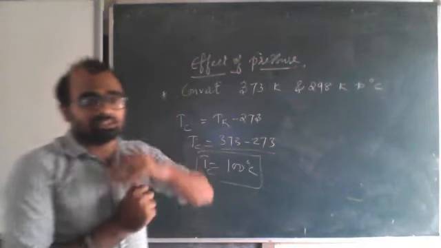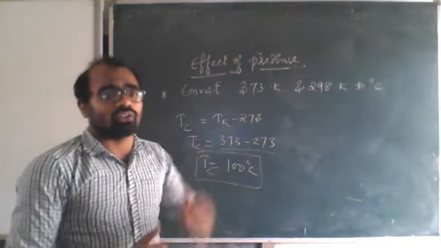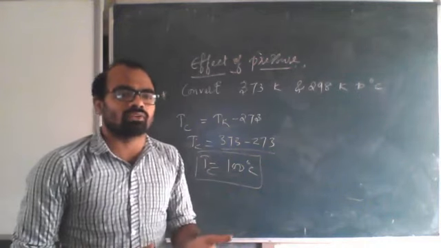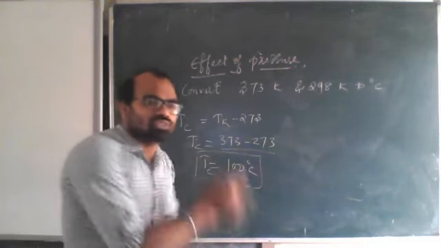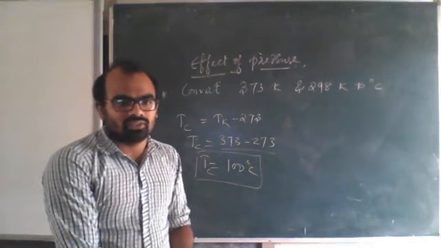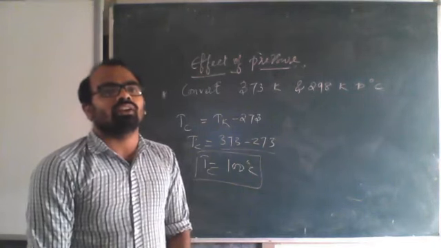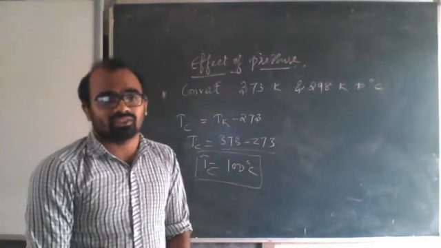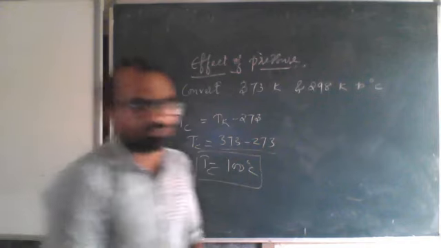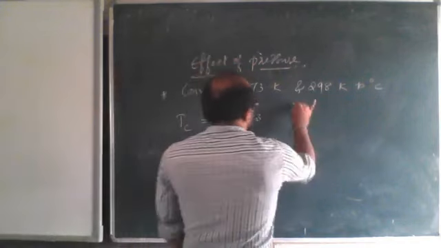So that is temperature. If you convert 24 degrees Celsius to Kelvin, what will it become? 24 plus 273. How much will it become? 297 Kelvin.